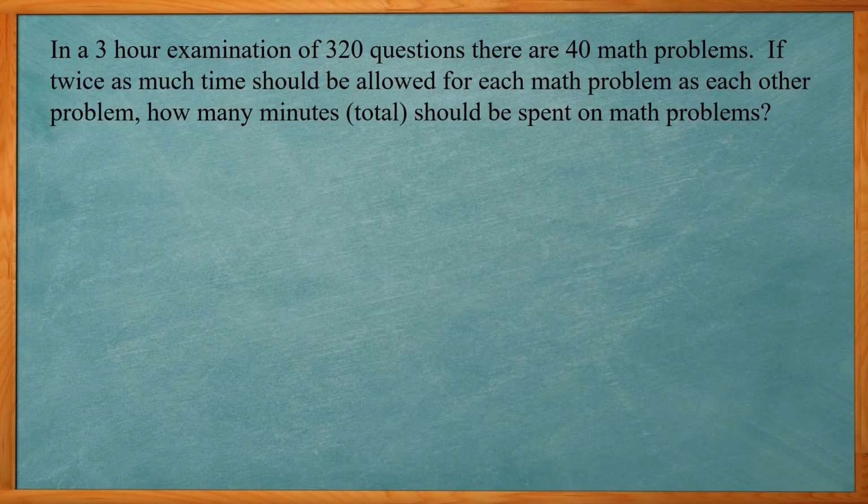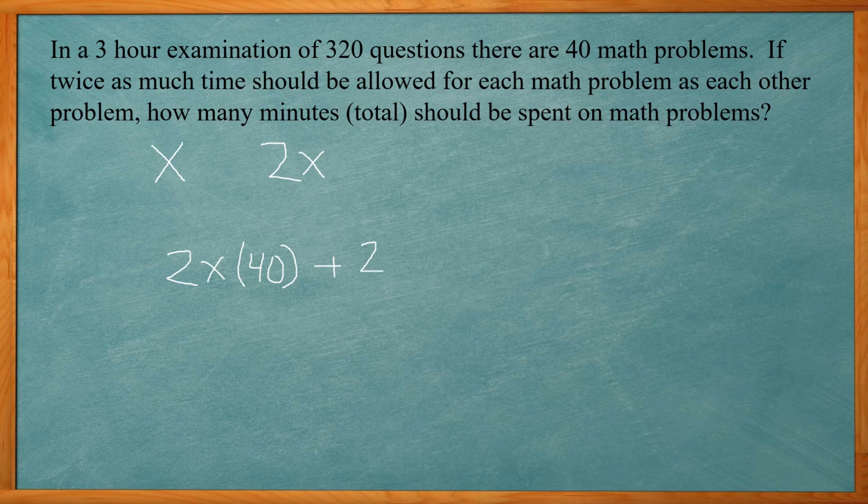So this one reads, in a 3-hour examination of 320 questions, there are 40 math problems. If twice as much time should be allowed for each math problem as each other problem, how many minutes in total should be spent on the math problems? Okay, so we have 40 math problems out of the 320. We need to spend twice as much time on those versus the other type. So if we spend x minutes on the other type, we're going to spend 2x on the math problems. And there are 40 math problems, so 2x times 40 is going to be the total time that we spend on the math problems.